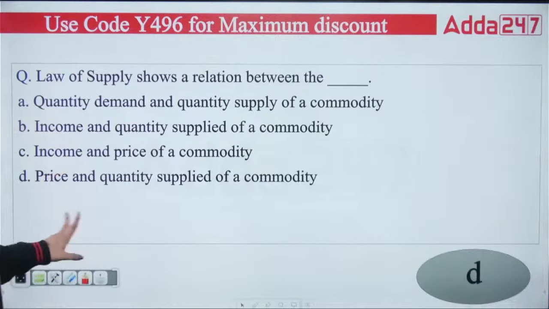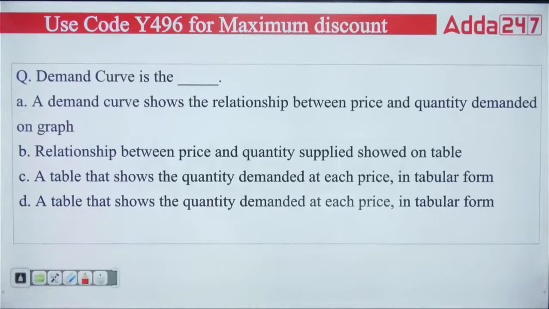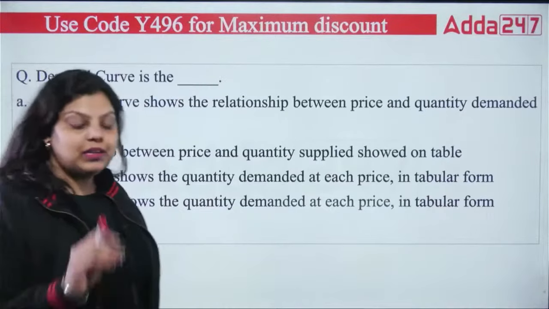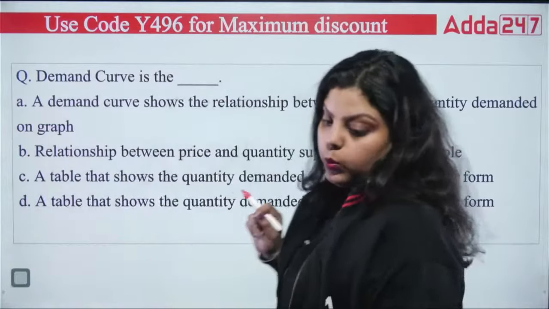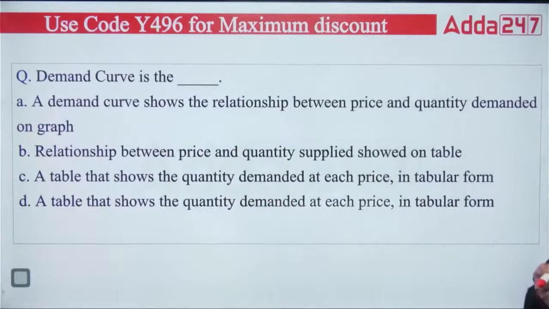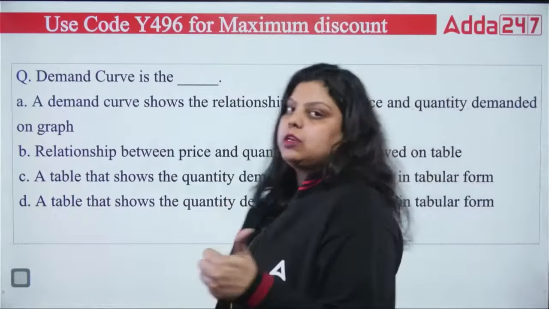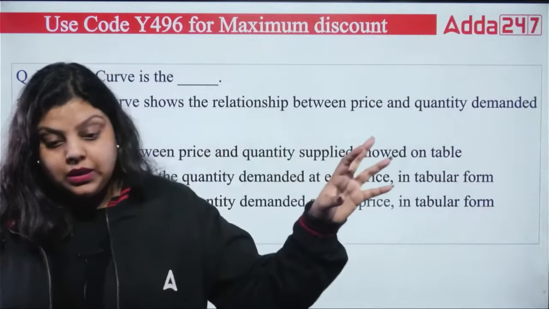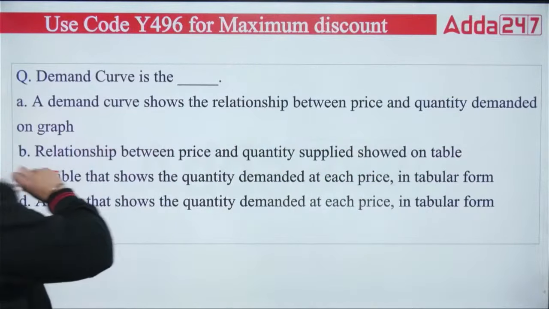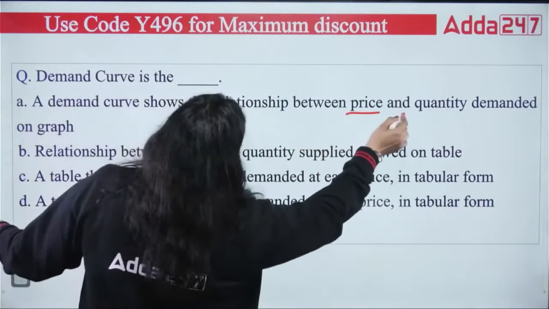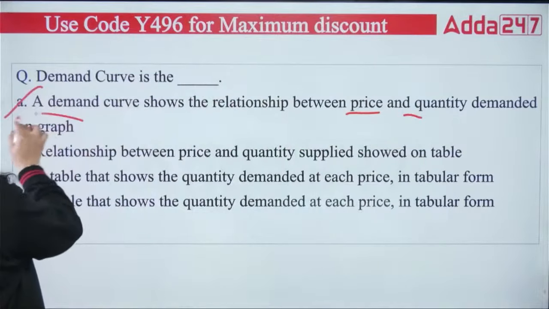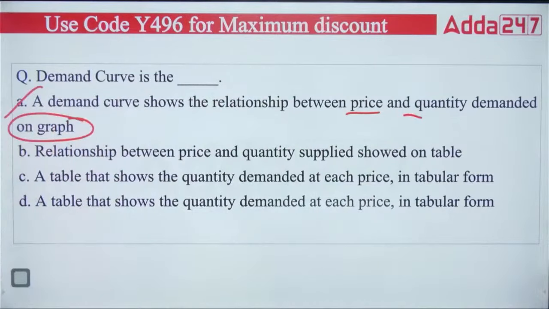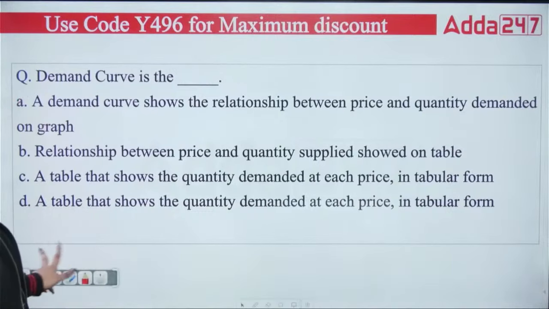Okay. Next question. The demand curve is the dash. Now what is the demand curve? We have just discussed, it shows the relationship between price and quantity demanded on a graph. So it means a demand curve shows the relationship between price and quantity demanded on a graph. So the first is the correct statement. When you show the relationship between price and quantity demanded on a graph, that's your demand curve. The right answer is A.